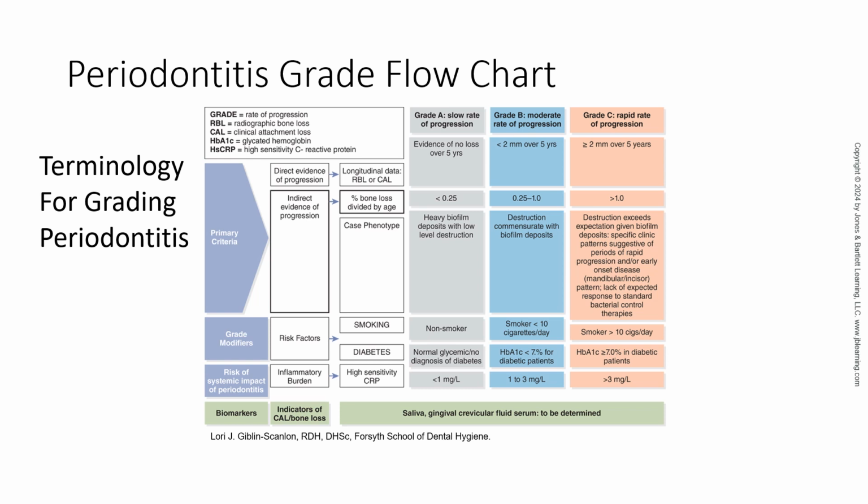Here you have your grading. So you have your primary criteria, which is indirect evidence of progression or direct evidence of progression. Then you have your longitudinal data, your radiographic bone loss or clinical attachment loss. You have your percent of bone loss divided by the age. That'll help you determine the severity of it, especially if the patient is young. This might be an easy way to do it for someone who's young.